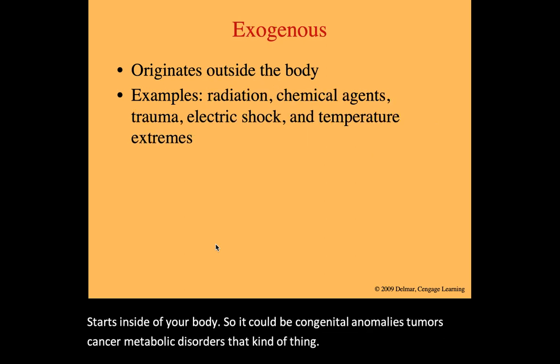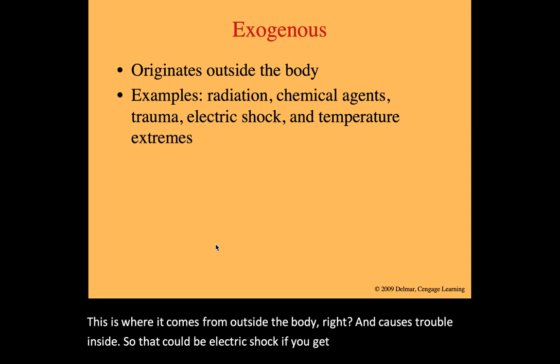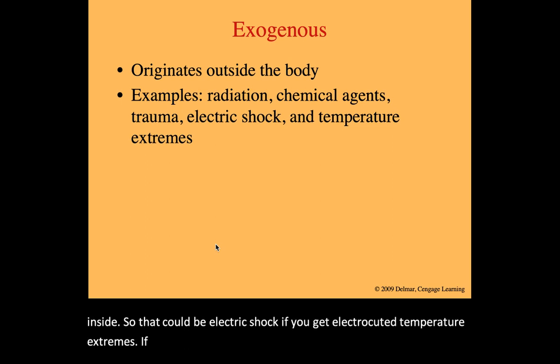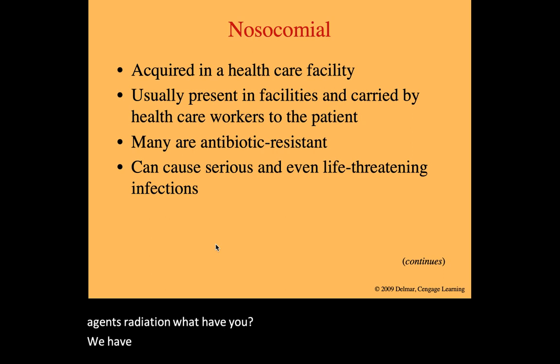Exogenous, this is where it comes from outside the body, right, and causes trouble inside. So that could be electric shock if you get electrocuted, temperature extremes, if you get dehydration, heat exhaustion, heat stroke, chemical agents, radiation, what have you. Then you have nosocomial. This means that you acquired this disease, this infection, inside of a healthcare facility.